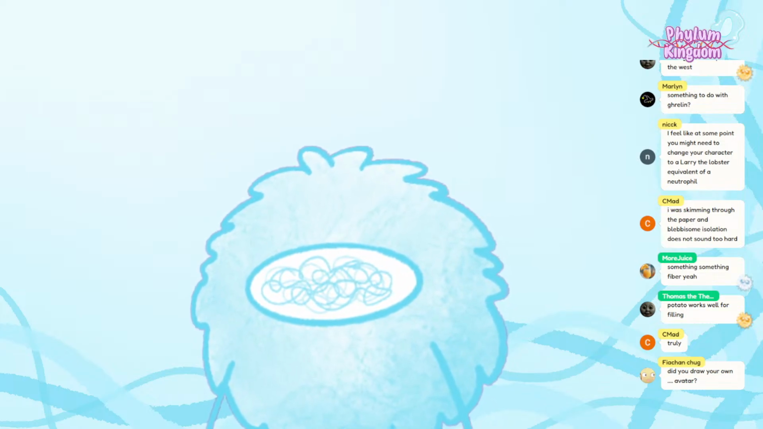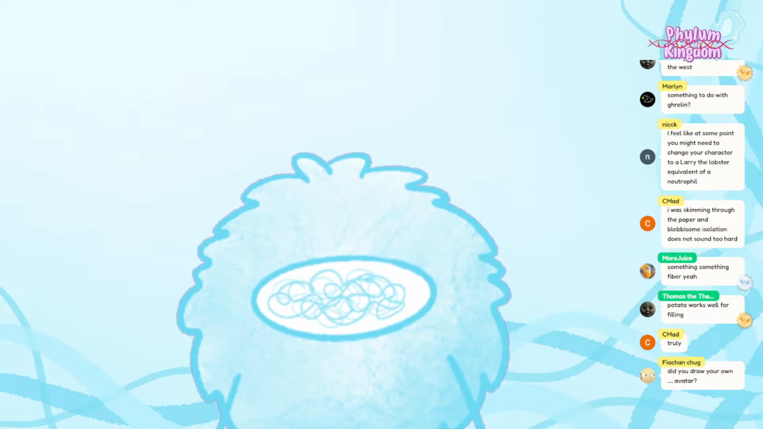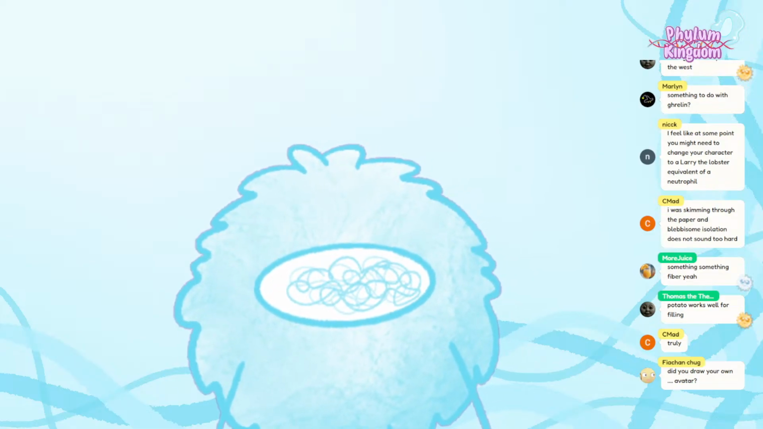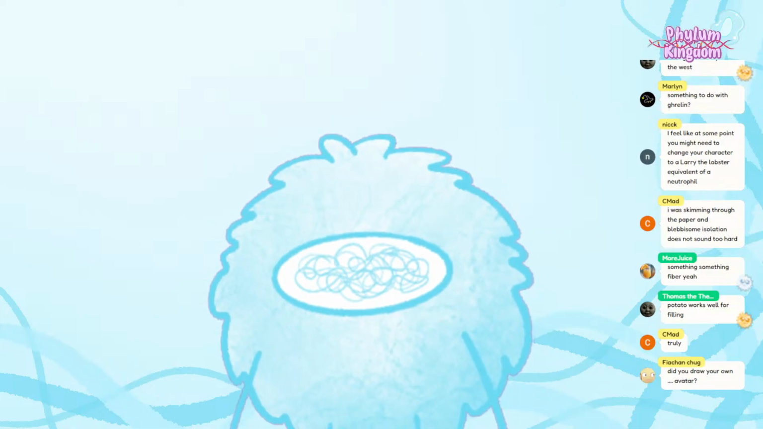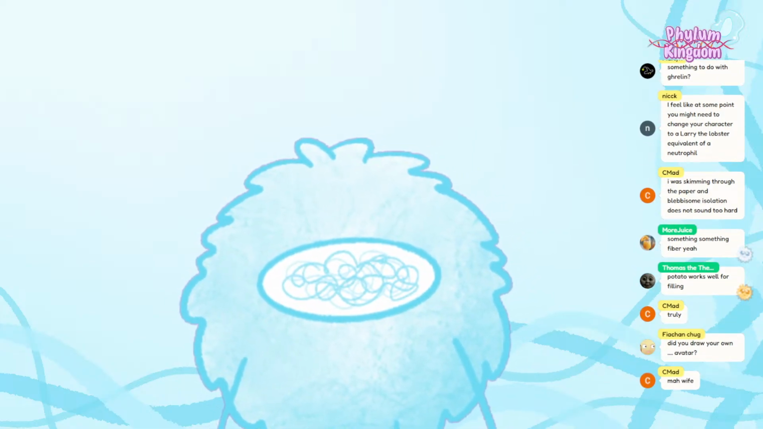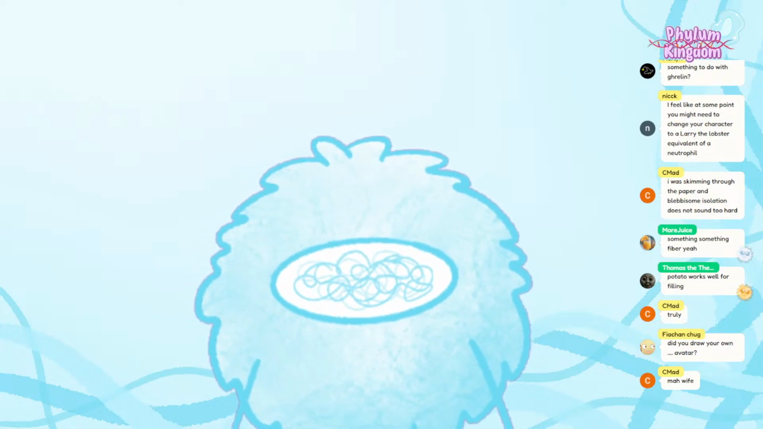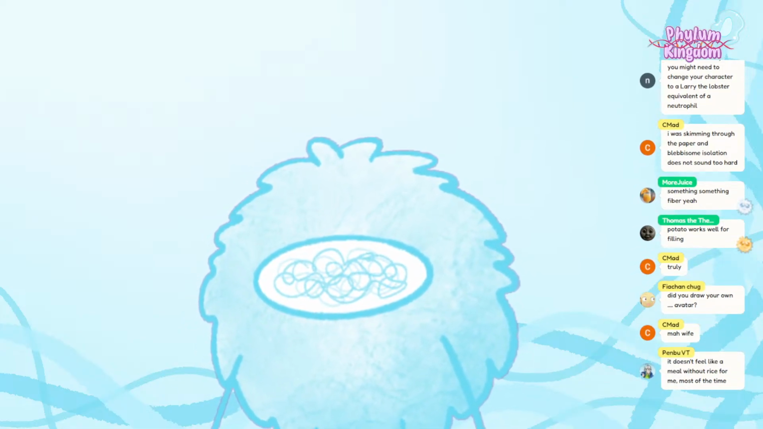Did you draw your own avatar? My wife drew these. All of the aesthetics of Five Neutrophil were made by Toxo, and I love them very much. My wife, yeah, I can finally say that.